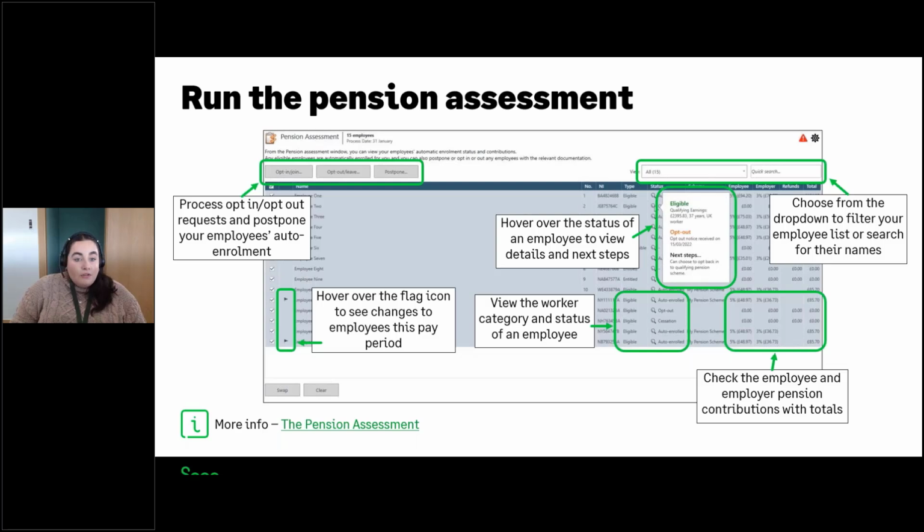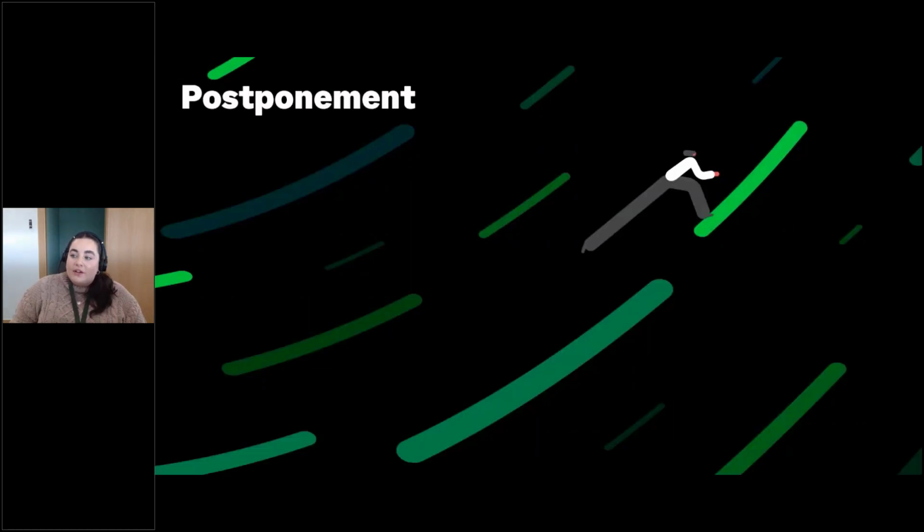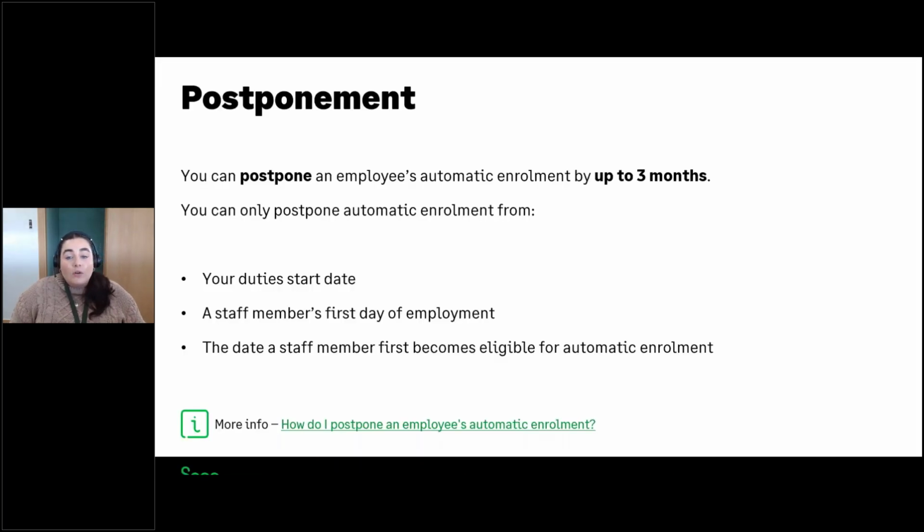And speaking of those options in the top left, that does lead us nicely onto the next section, which is all about processing postponement. So I'll give a little bit of an overview of what this is, along with what opting in and opting out is before we go back into the demo. So as we now know, an eligible employee is automatically enrolled into the pension scheme in the pension assessment, but for a variety of business reasons, you can postpone an employee's automatic enrolment by up to 3 months.